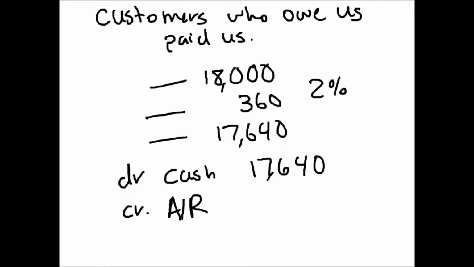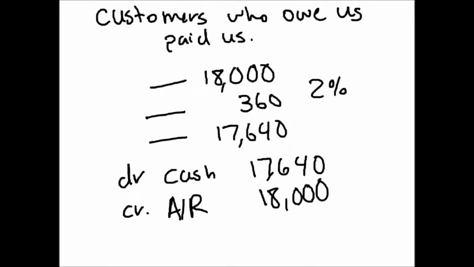Now, how much are we going to credit accounts receivable to show that these people don't owe us anymore? 18,000, the full amount. Good. To show that they paid off the full amount, even though they get a discount, we're going to credit accounts receivable the full amount, 18,000.